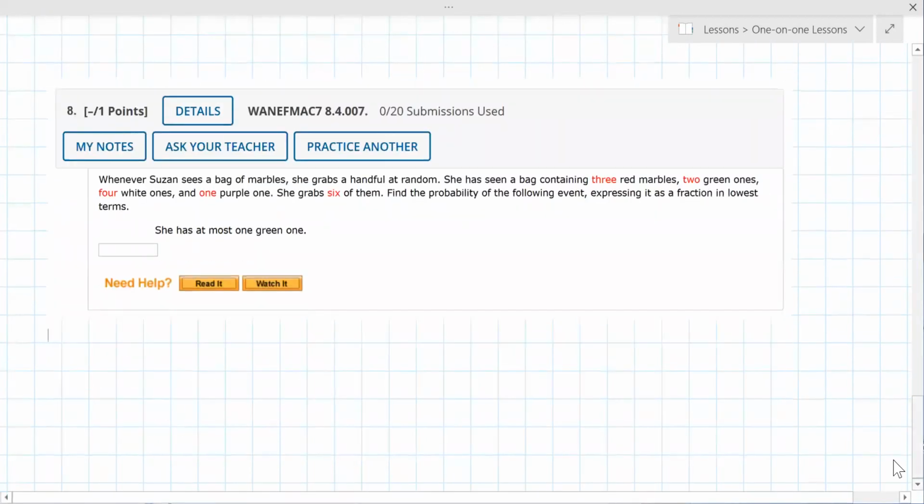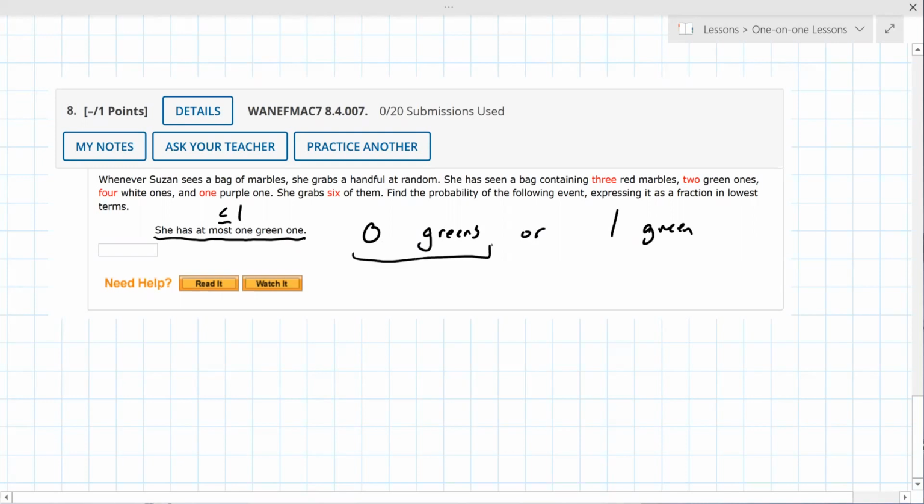All right. Okay, so this is, she has at most 1 green. So that could be 0 greens or 1 green. At most 1 means it's less than or equal to 1. That includes 0. So this time, unfortunately, we have to do 2 of these and add them together. Or generally means plus in probability. Not always, but most of the time.